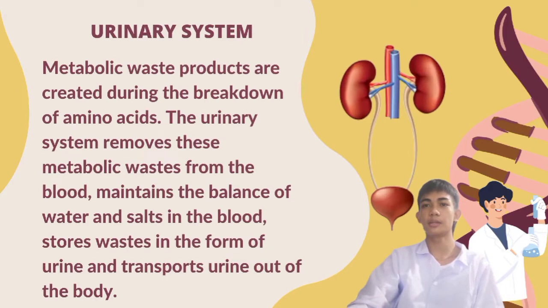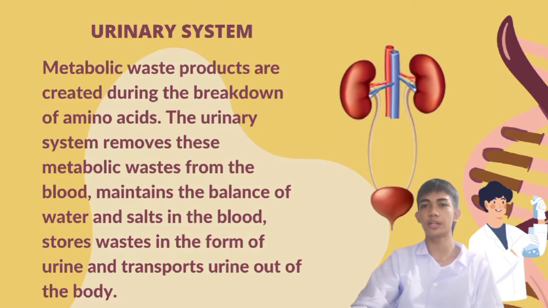Urinary system. Metabolic waste products are created during the breakdown of amino acids. The urinary system removes this metabolic waste from the blood, maintains the balance of water and salts in the blood, stores waste in the form of urine, and transports urine out of the body.